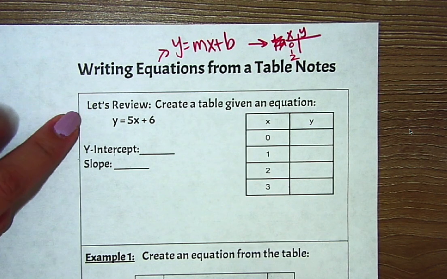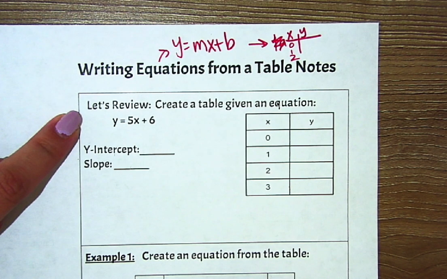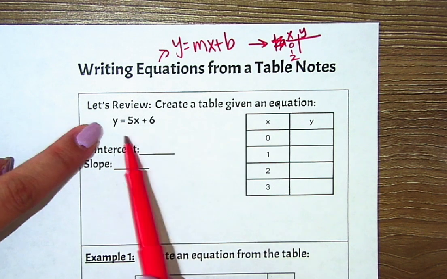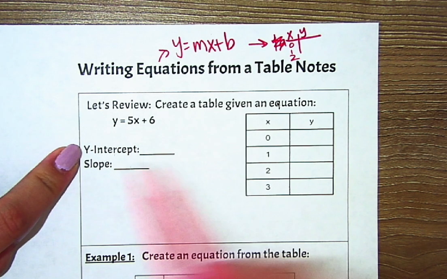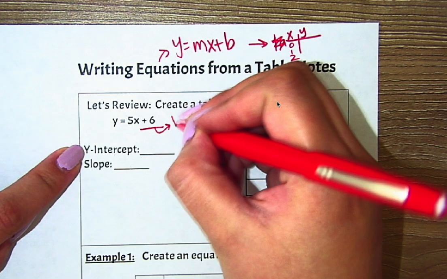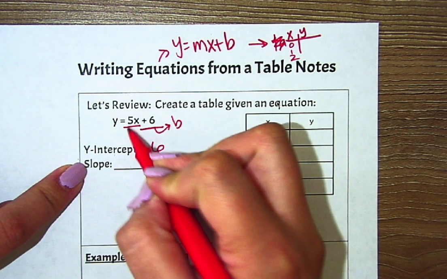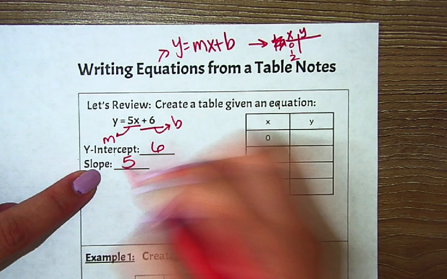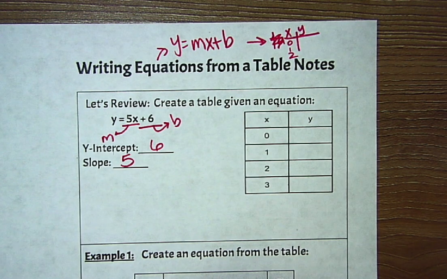Okay, so let's just review really quick. It says create a table given the equation. They already gave us our equation. Remember how we identify our y-intercept, our b? Our b is right here. So it's going to be 6, and our slope is our m. Our slope is just 5. Don't put 5x. Those are not the same. You have to just put 5.